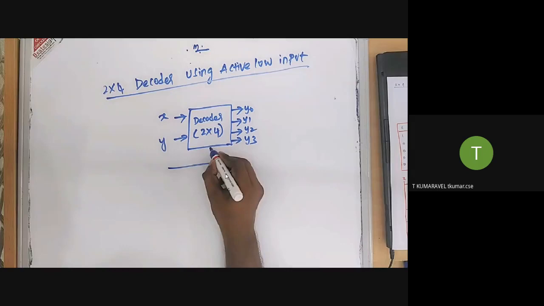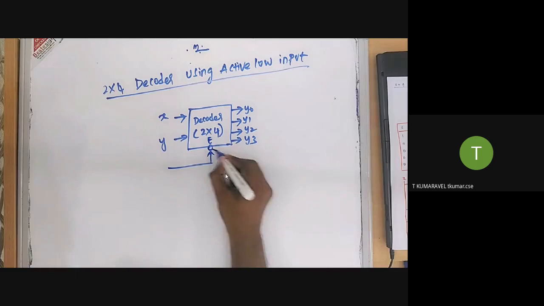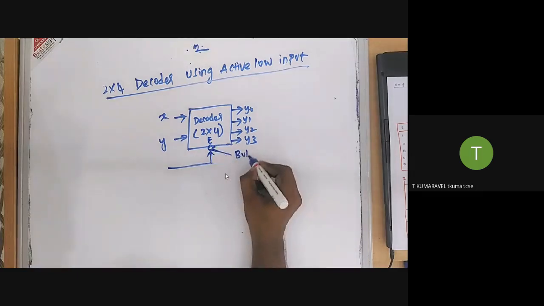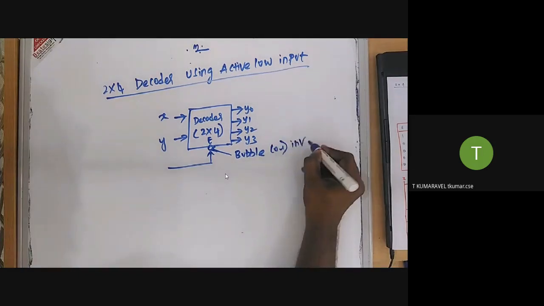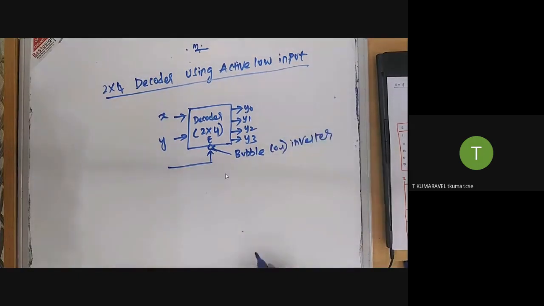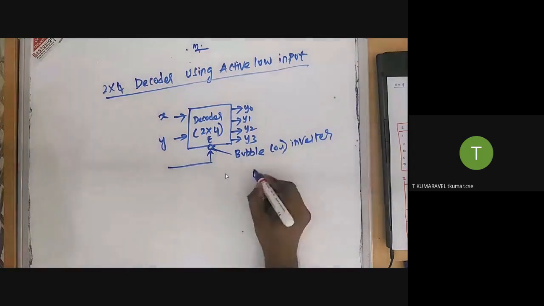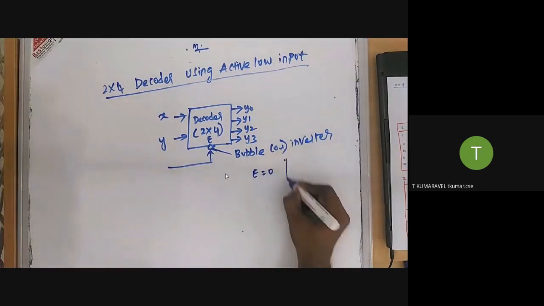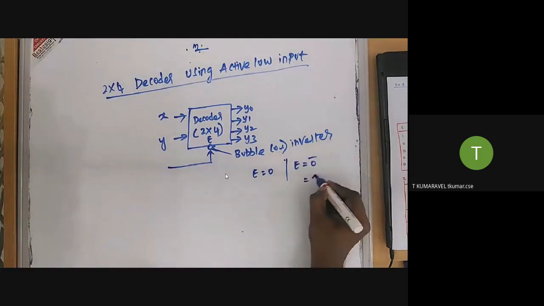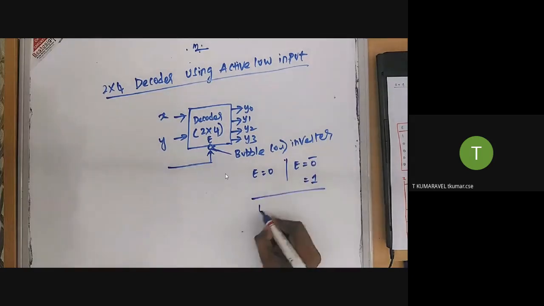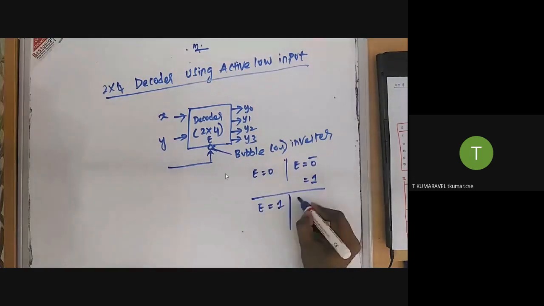Here I'm going to provide the enable input. Along with that, I'm going to add the bubbles. The bubbles are otherwise called inverters. Already you know the meaning of inverters. Suppose I provide the input as zero, it is going to make the complement, which is one. Suppose I provide the input as one, it is going to take the complement, which is zero. That is the functionality of inverters.